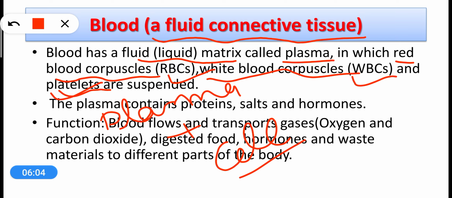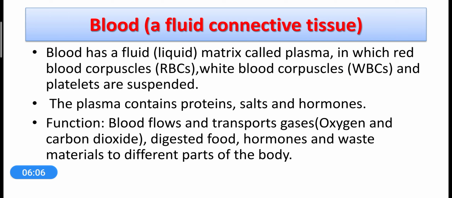Now plasma contains certain proteins, salts, hormones, and not only this, it contains all the digested food materials, different gases like carbon dioxide and oxygen, right? And hormones, different enzymes, different ions like sodium, potassium, and many things are present in the plasma. Plasma also contains different types of proteins like albumin, and you have studied about antibodies which are called immunoglobulins.